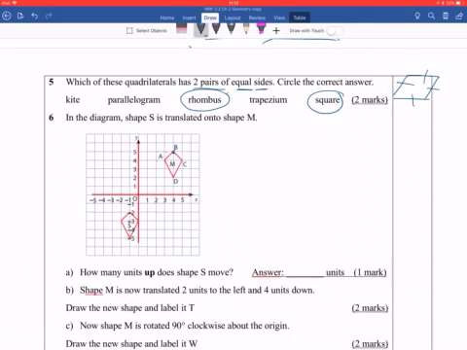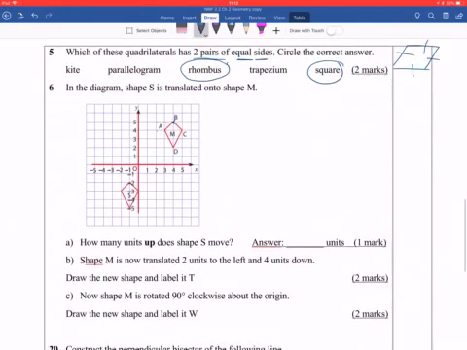Okay, question 6. How many units up does shape S move? So if I look at the top one on here and I compare it here, it's gone 1, 2, 3, 4, 5, 6, 7 places up. It's gone from -2 up to 5, so it's gone up 7.